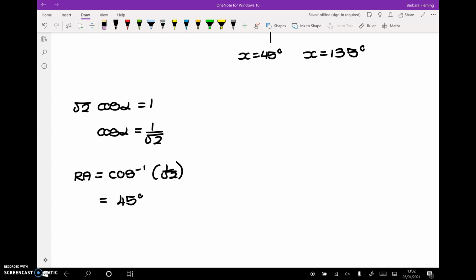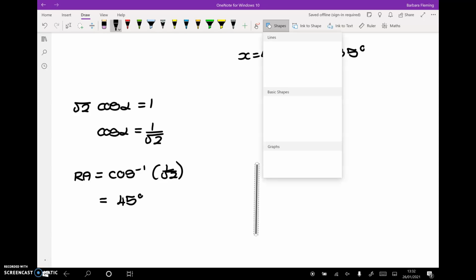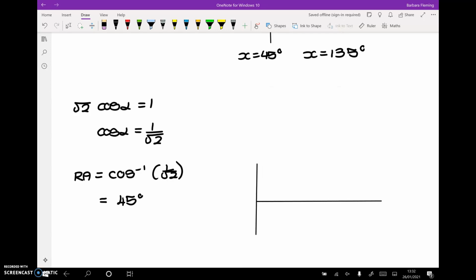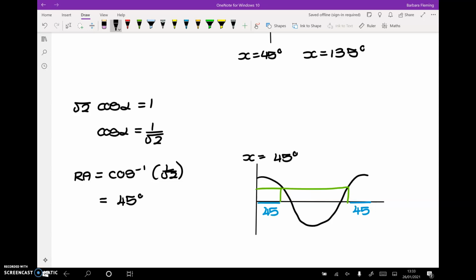Again, drawing out a graph to find our solutions, the cosine graph starts at 1, goes down, comes up. 1 over root 2 is positive, so we're going to have this answer here and this answer here. You've got a distance of 45 from here and a distance of 45 here. So your two answers for this are going to be x equals 45 degrees and 360 take away 45 degrees, which is 315 degrees.